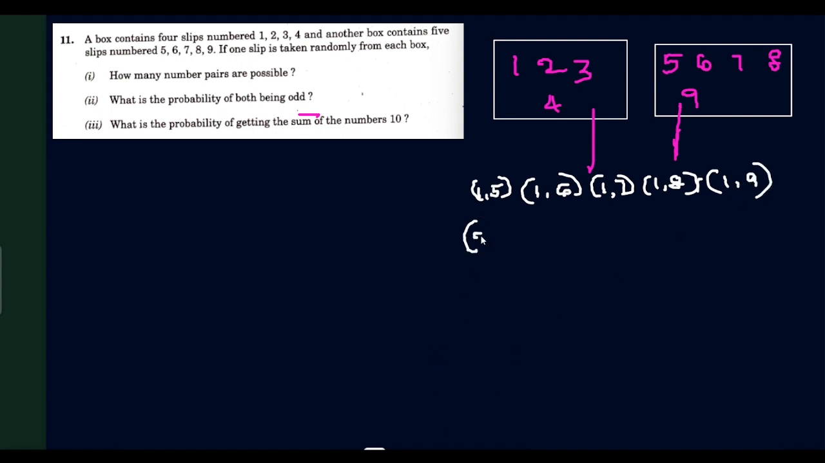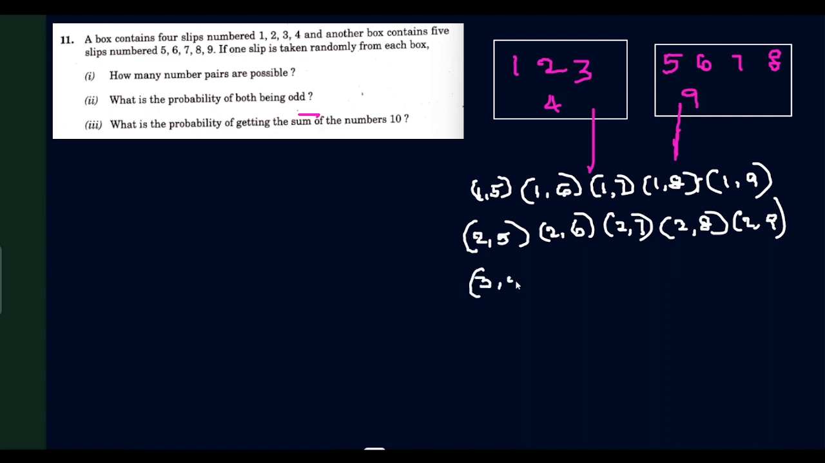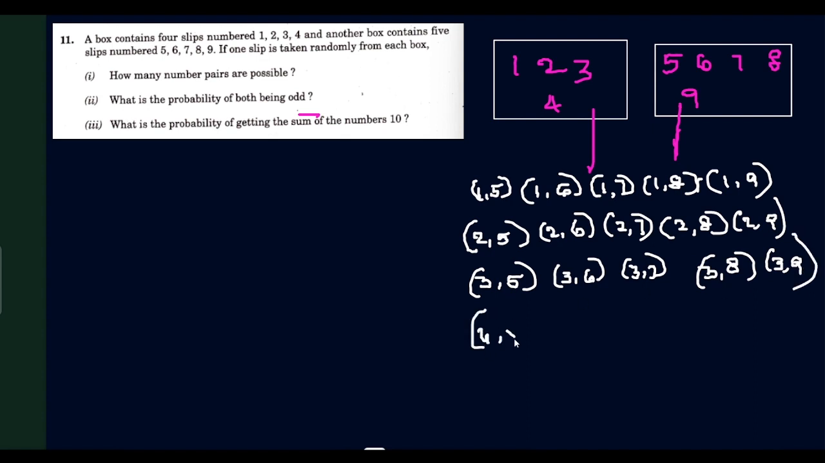And if it is 2: 2 comma 5, 2 comma 6, 2 comma 7, 2 comma 8, 2 comma 9. And then third, 3 comma 5, 3 comma 6, 3 comma 7, 3 comma 8, 3 comma 9. And the last one, that is 4: 4 comma 5, 4 comma 6, 4 comma 7, 4 comma 8, 4 comma 9. So these are all possible pairs.